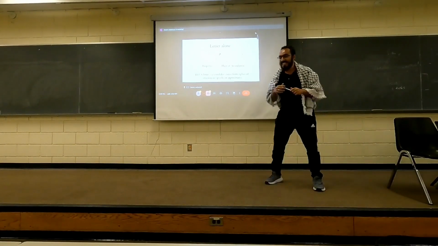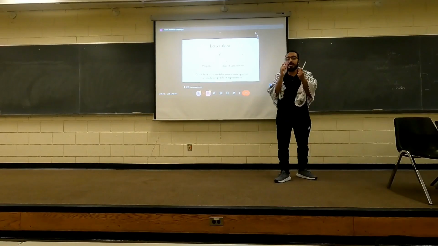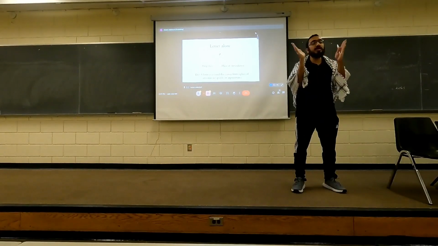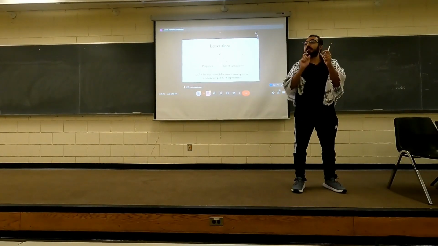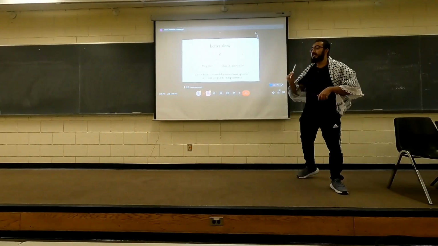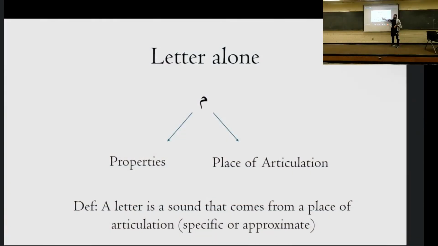Okay. So when these physical instruments move in a certain way, or when they hit, they actually cause the letter. These physical instruments we call place of articulation. Example, ba, right? Ba, what do you have? Lips. So ab, ab, ab. So that is the place of articulation. If I want to describe the ba, I would say it's a letter that comes from the lips.